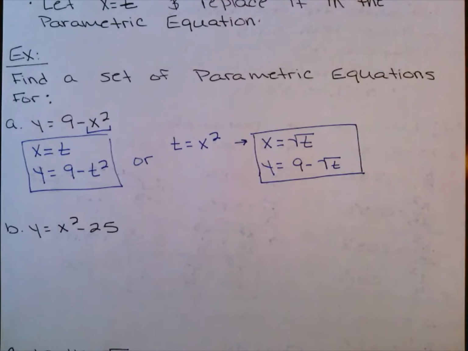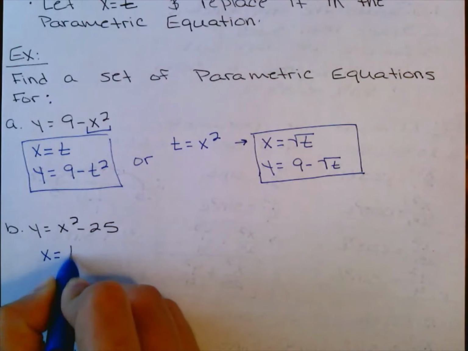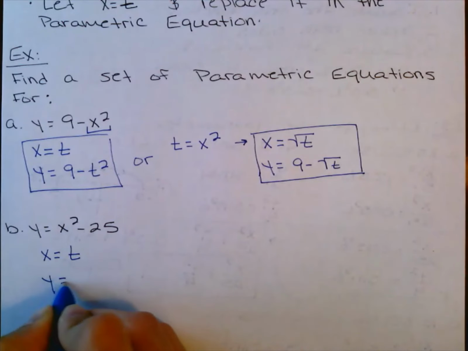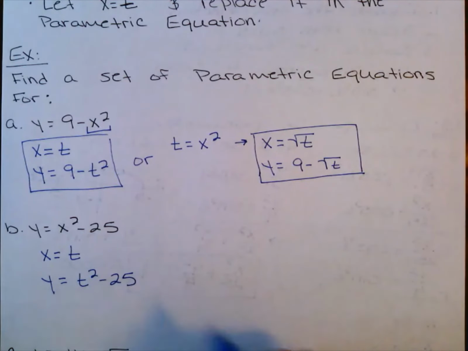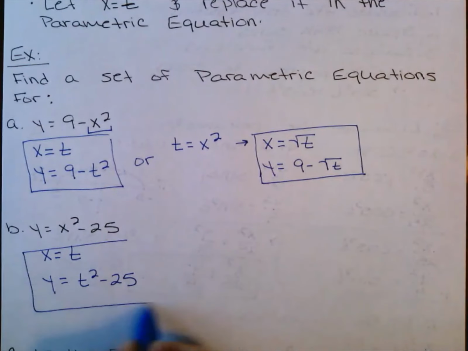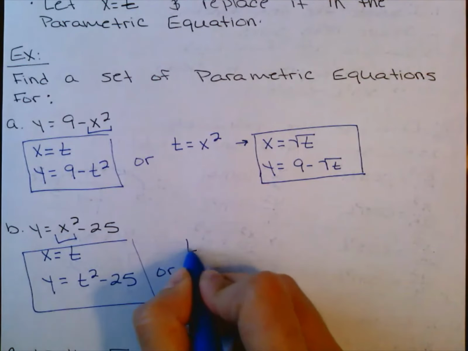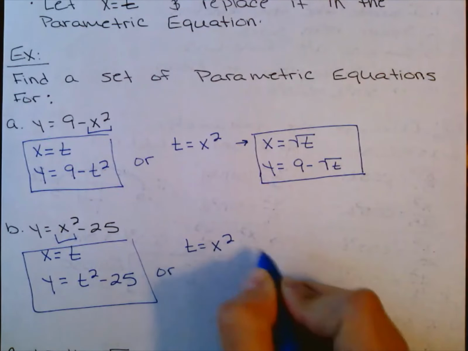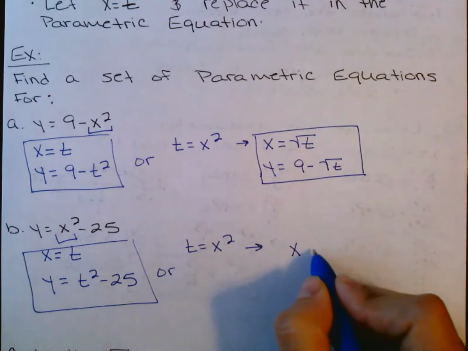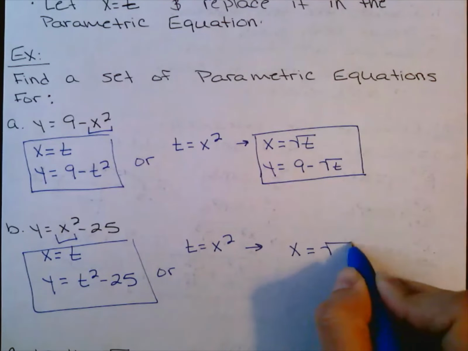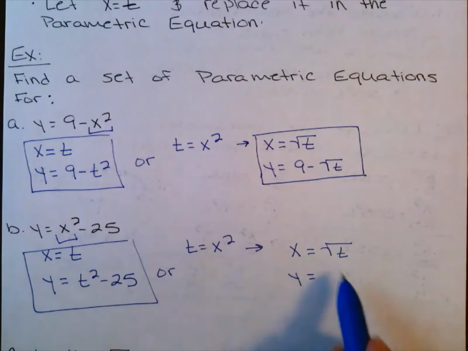y equals x squared minus 25. We can be as simple as replacing the x with a t and then putting that t where the x was. We could always get a little more complicated and let the t represent that entire x squared. But then I have to take the extra step of isolating the x, which works out just like the last one. I'm going to square root both sides. And now I'm going to replace the x in this equation with a square root.